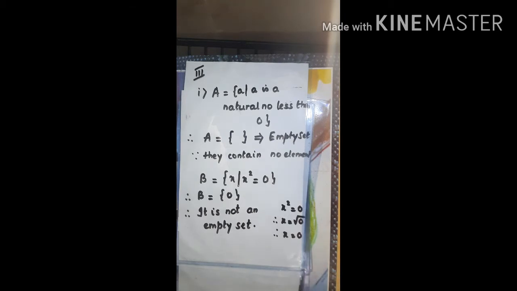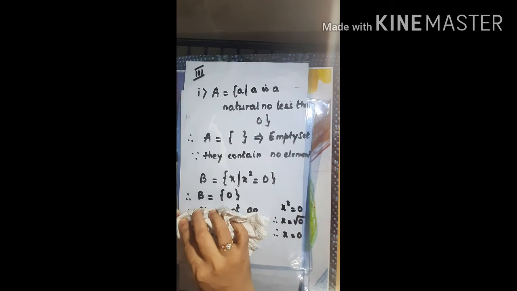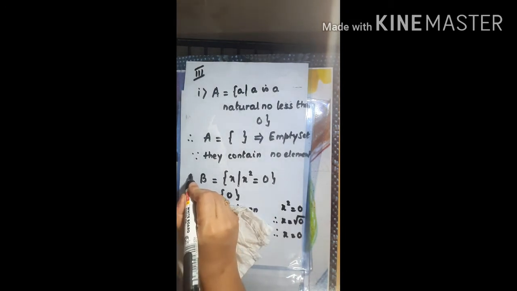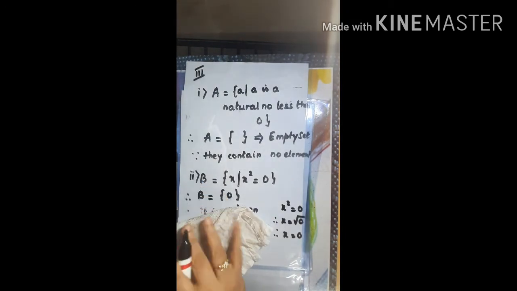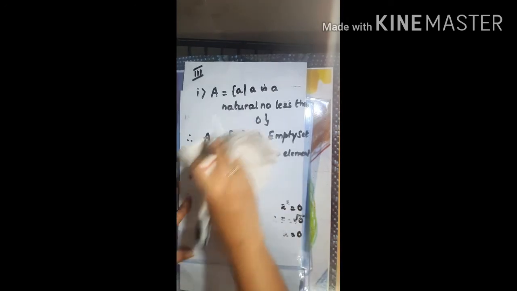Now next one. This is sum number 2. 0 also means there is an element. Now next one.